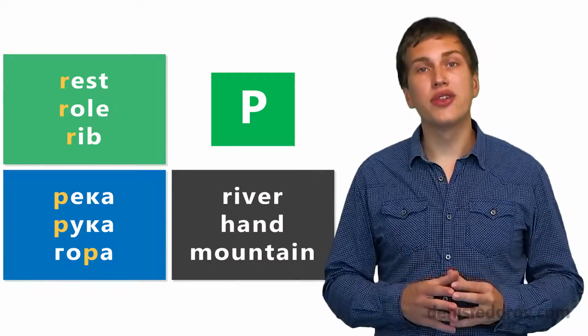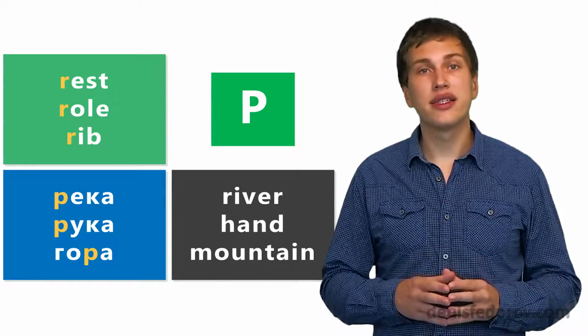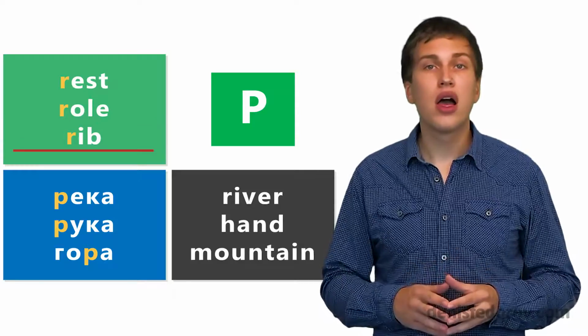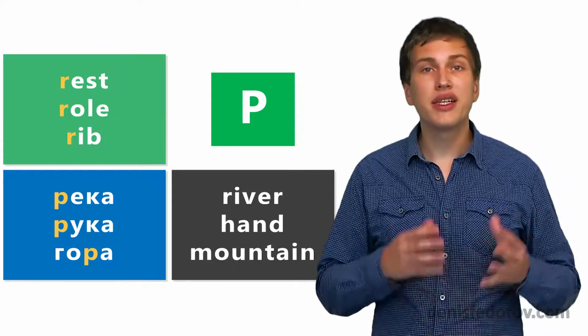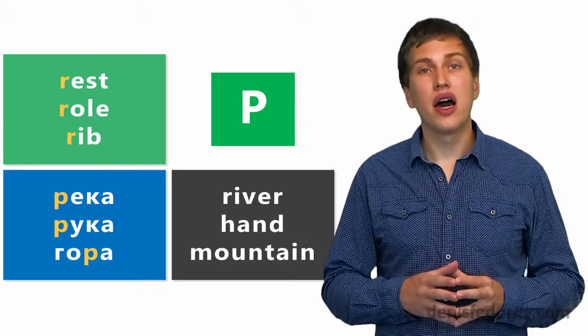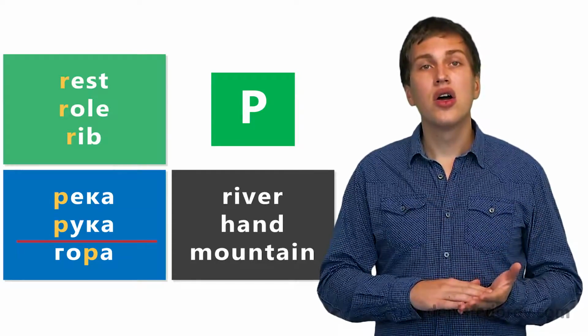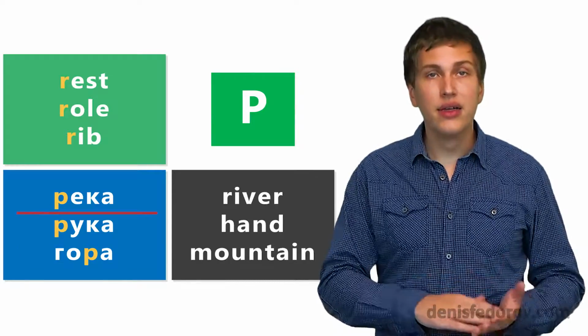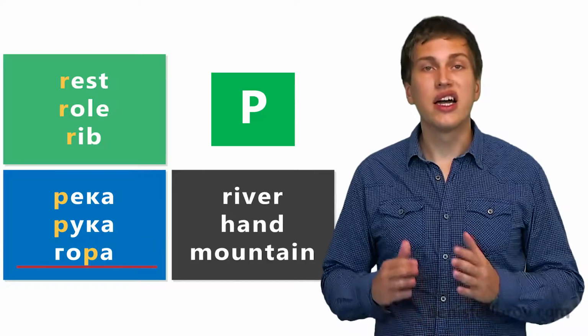Well, I would be glad to say that Р sounds as R in rest, R in roll, R in rib, but it is not so. To hear the difference, the Russian examples for Р are река, рука, гора. Russian Р is the main problem for English speakers. It is the letter that you should pay the most of your attention to.